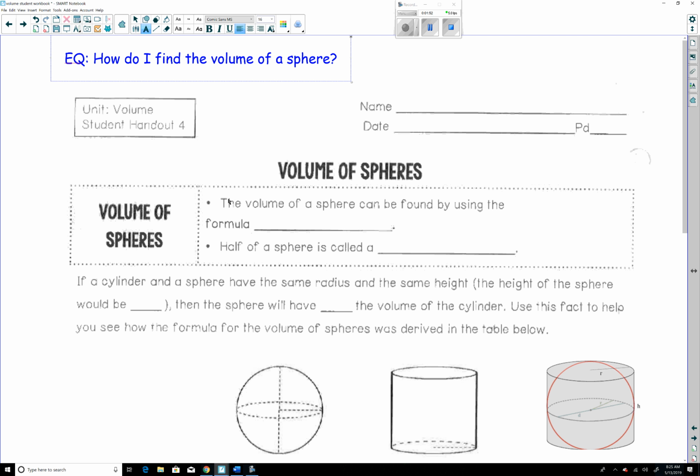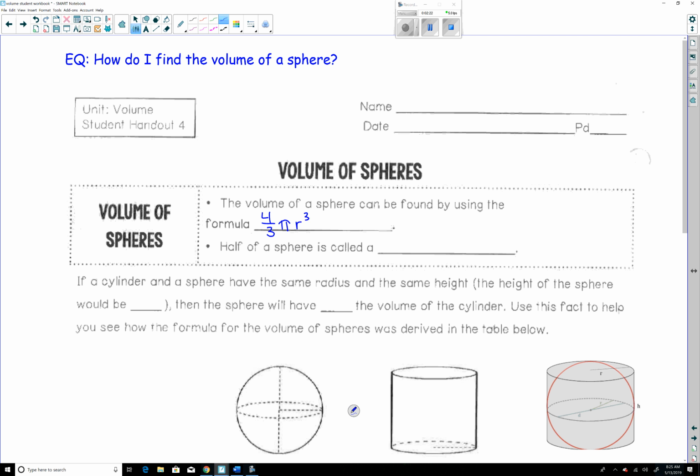Question. Okay. The volume of a sphere can be found by using a formula. I'm going to give you the formula here, and then we're going to talk about how the formula was derived. And then I'm going to show you a couple of different things about how everything is related. So our formula would be 4/3 times pi times radius cubed.